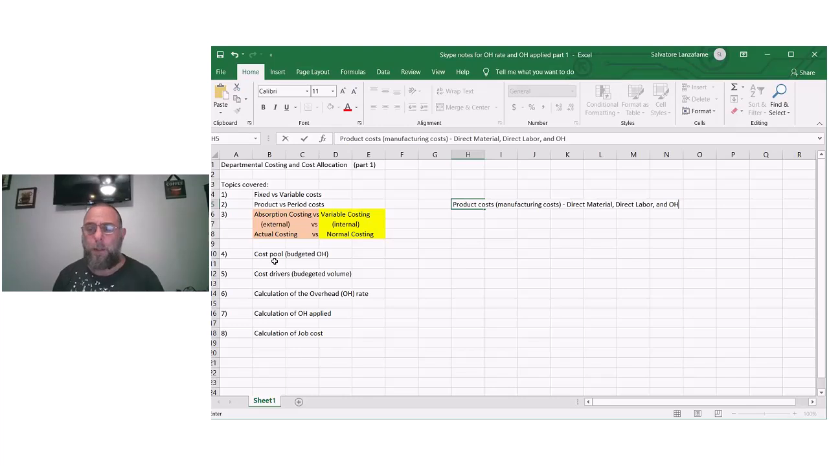That's what we call peanut butter costing. And peanut butter costing doesn't really give you a true barometer of what the costs truly are for each department. Let me give you an example.